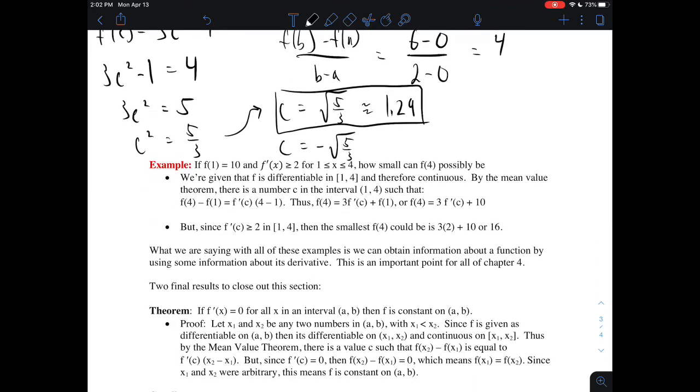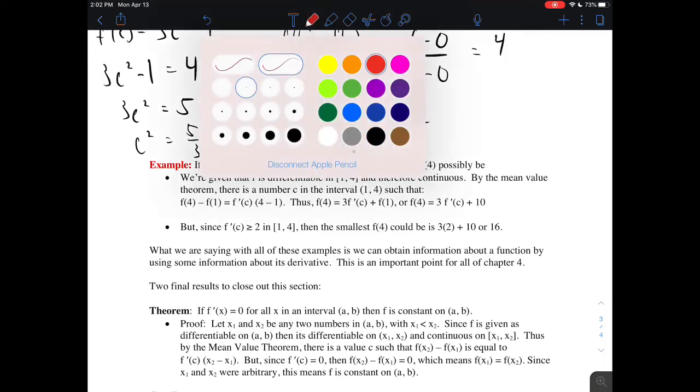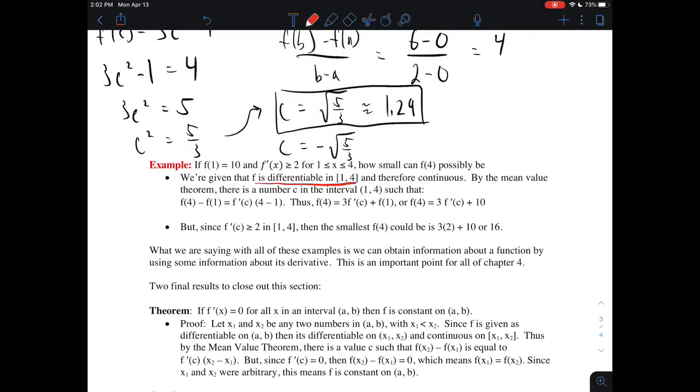if f of 1 is equal to 10 and the derivative f prime of x is greater than or equal to 2 for x between 1 and 4, how small can f of 4 possibly be? So first of all, we're given the derivative is greater than or equal to 2 for x between 1 and 4, which means that f is differentiable in that closed interval 1, 4. And since if a function is differentiable, it means that it's continuous, we now also have that f is continuous. So those are the two things that we need for the mean value theorem.